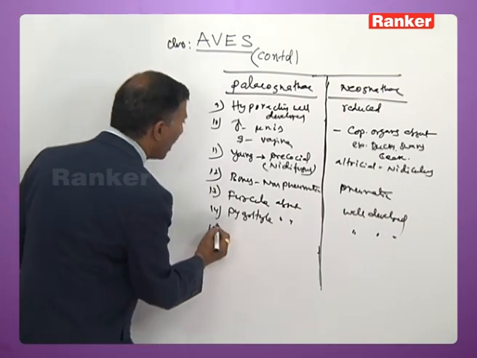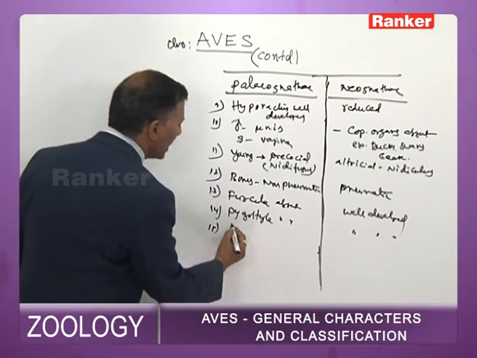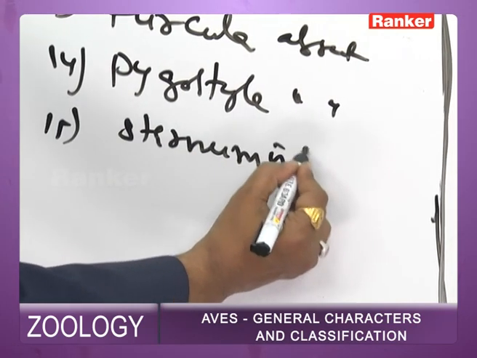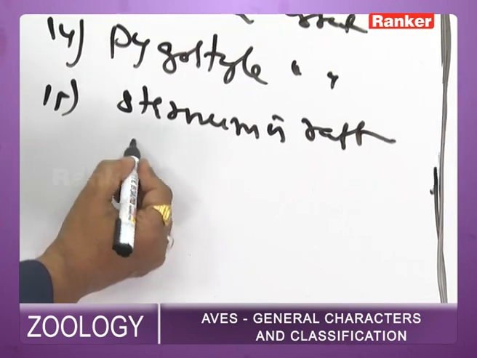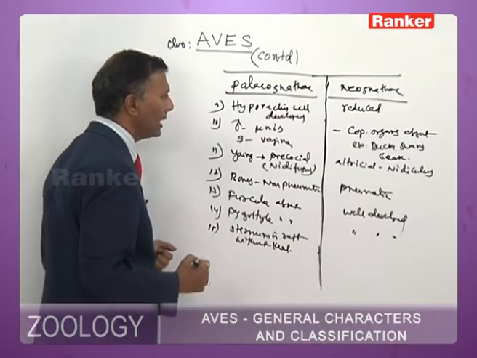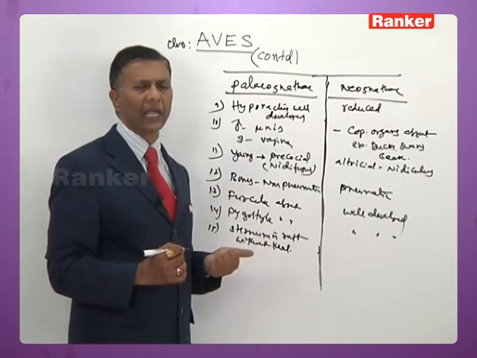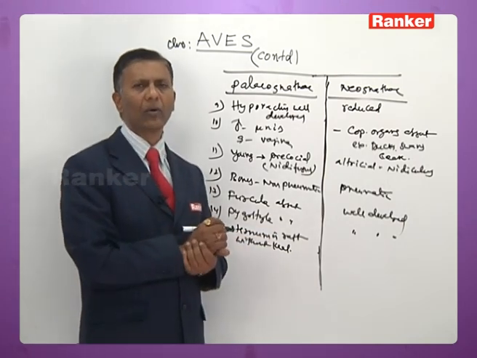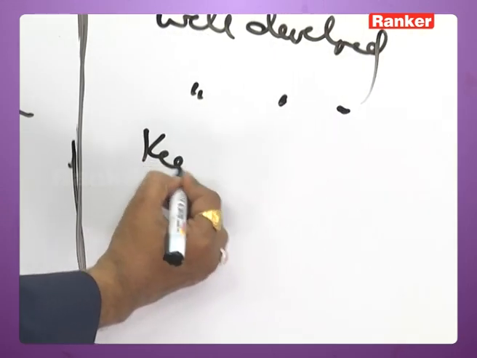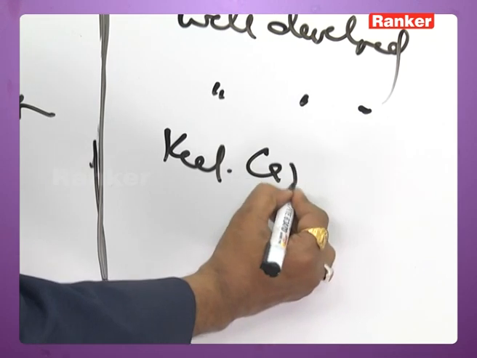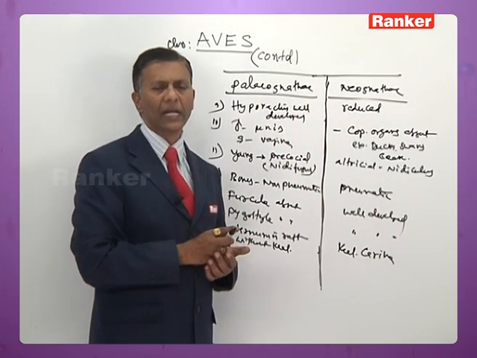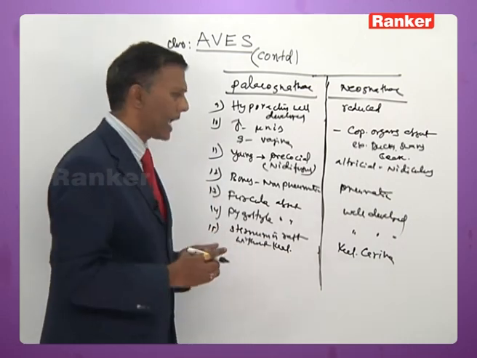In flightless birds, the sternum is raft-like, without a keel. Because of the raft-like sternum they are also called ratitae. In flight birds the sternum has a well-developed keel, also called carina. That's why flight birds are also called carinates.